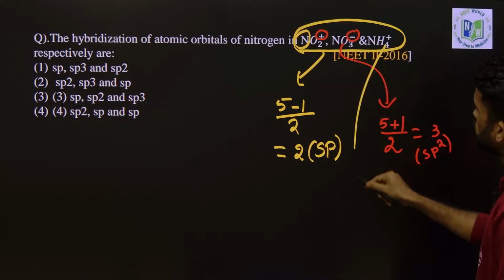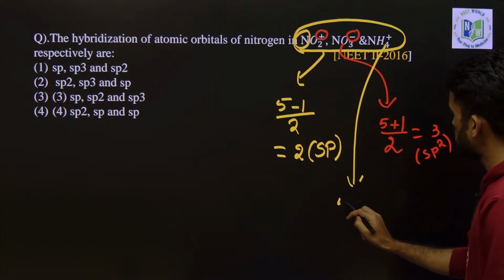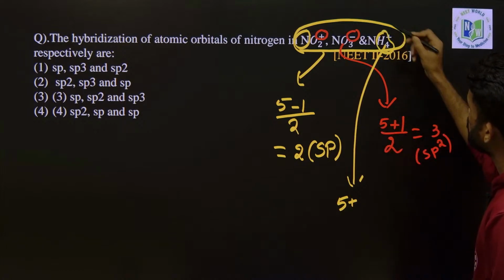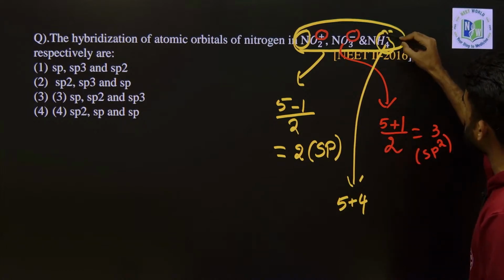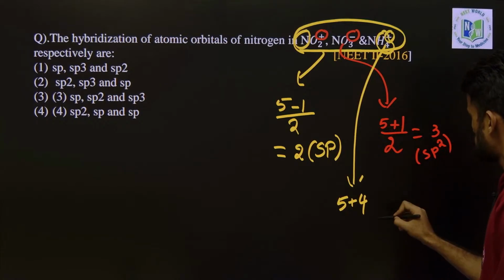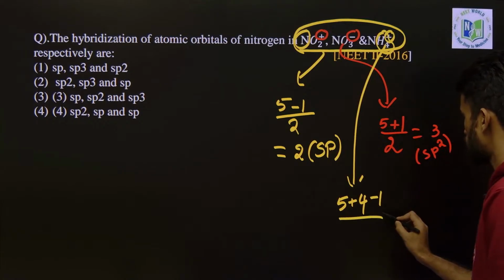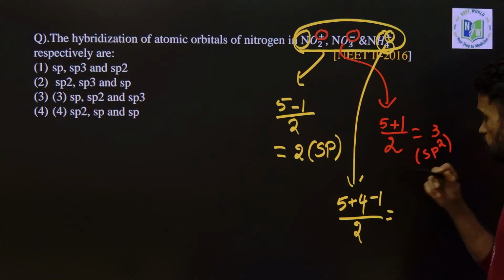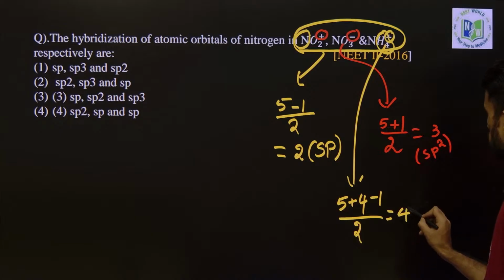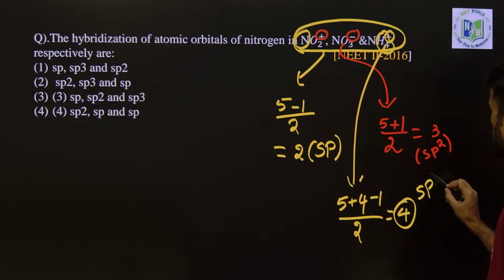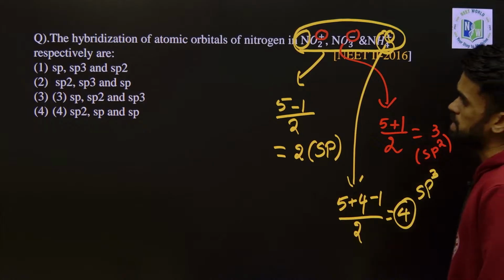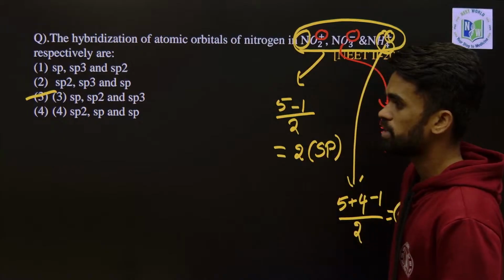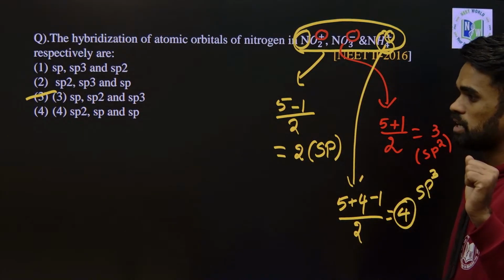Similarly for ammonium, 5 is the group number and valency. See how many monovalent atoms are there, 4 are there, so plus 4. What is the charge present here? Plus 1, so we need to remove 1 electron. So by 2, that will be 8 by 2, which means 4, so we can say sp3 hybridization. So we got sp, sp2, sp3 hybridization, option 3 will be your answer for this question. Hope this is also clear, right.